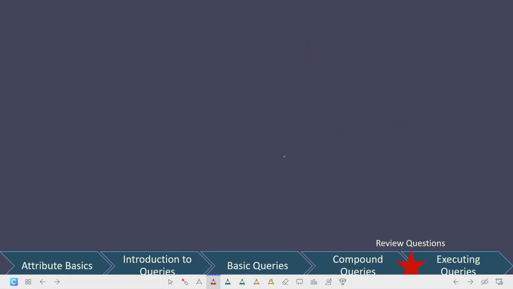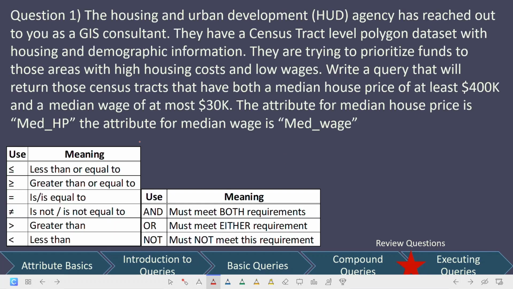So let's go through some review questions. So the first question is going to be, we're dealing with the Housing and Urban Development Agency, so HUD, and basically we're trying to figure out which areas we're going to prioritize funding to.